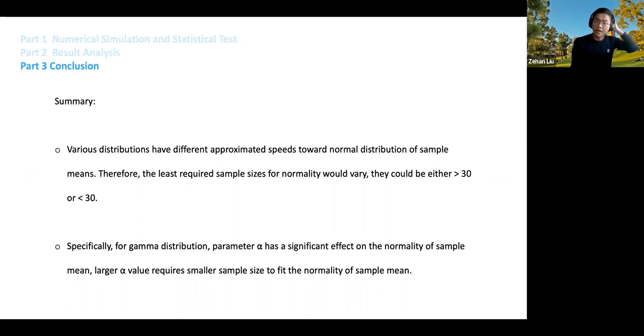Secondly, specifically for the gamma distribution, parameter alpha will have a significant effect on the normality of the sample mean, and a larger alpha value requires a smaller sample size to fit the normality of the sample mean.